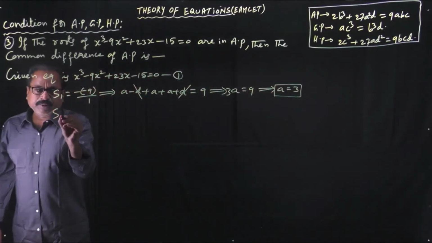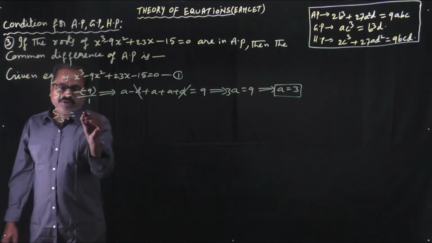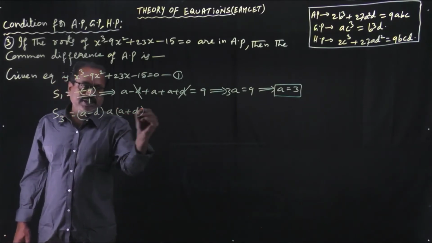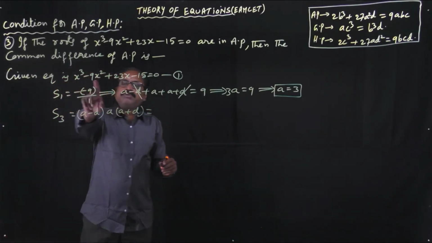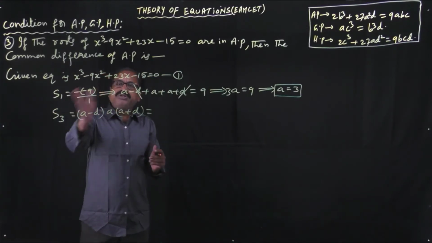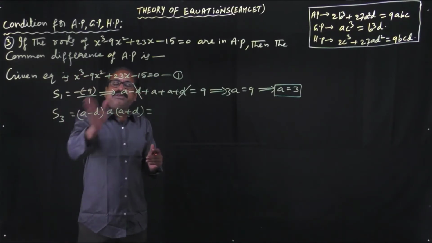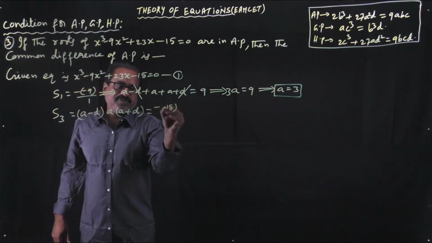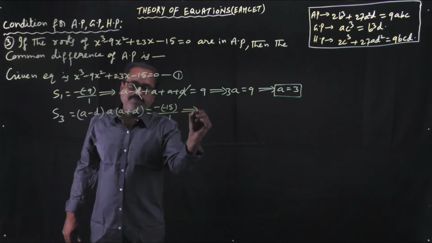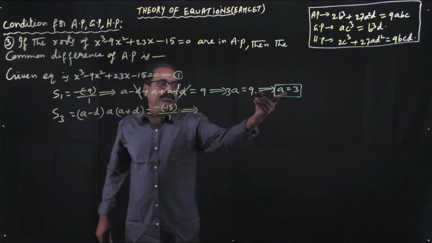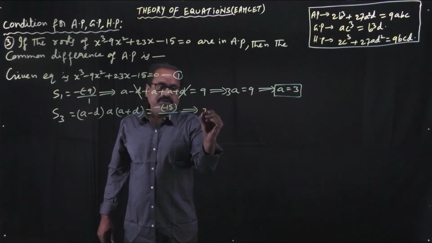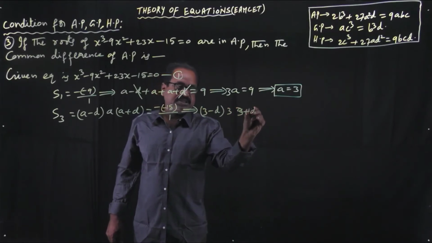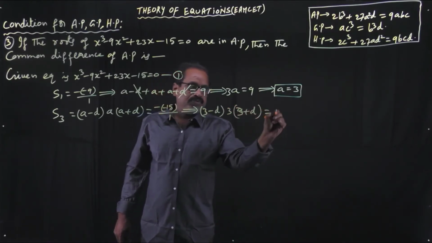And S3, product of the roots, A minus D into A plus D. S1 is minus A1 by A0, S2 is A2 by A0, S3 is minus A3 by A0, minus of minus 15 by 1. So this implies, with A equal to 3, 3 minus D into 3 plus D is equal to 15.